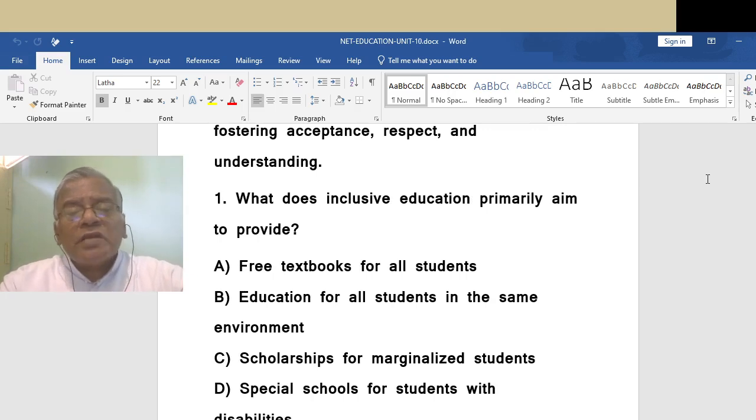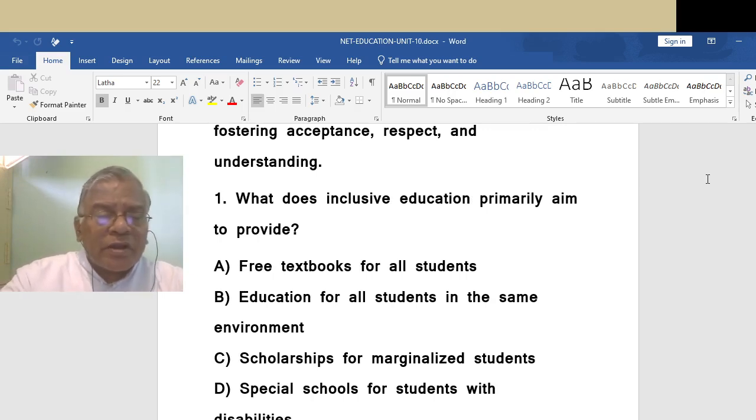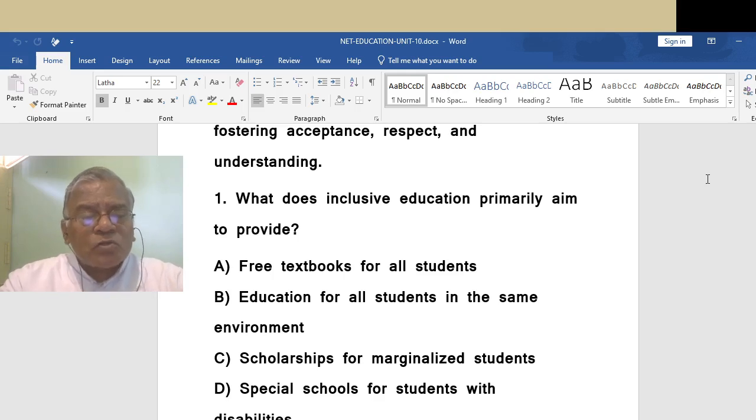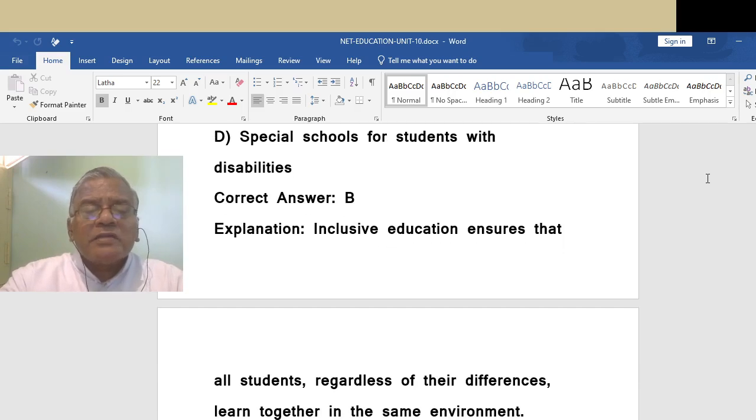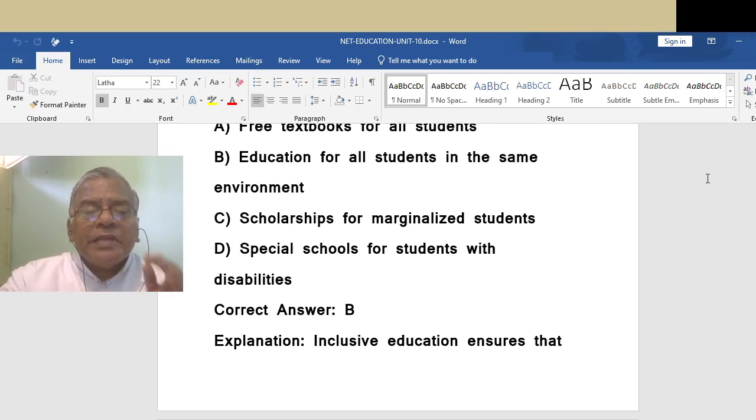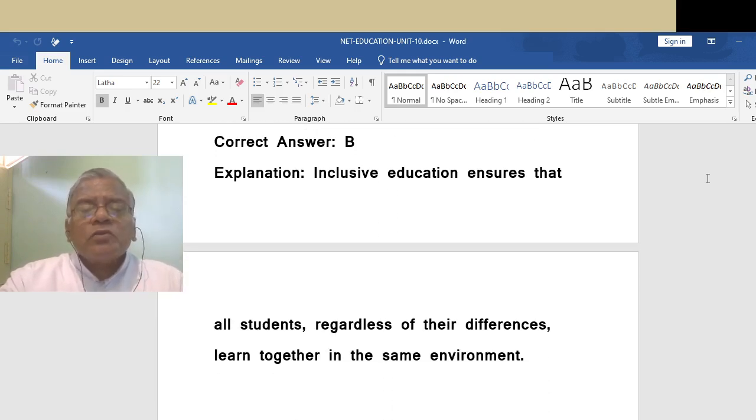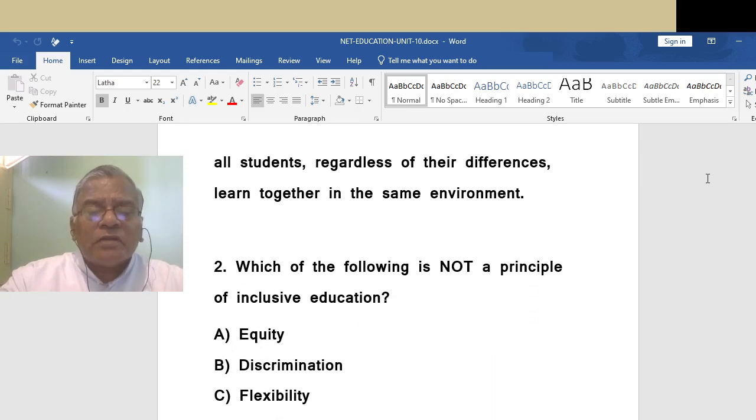What does inclusive education primarily aim to provide? Free textbooks for all students, education for all students in the same environment, scholarships for marginalized students, special schools for students with disabilities. That is, B. Education for all students in the same environment. Inclusive education ensures that all students, regardless of the differences, learn together in the same environment.